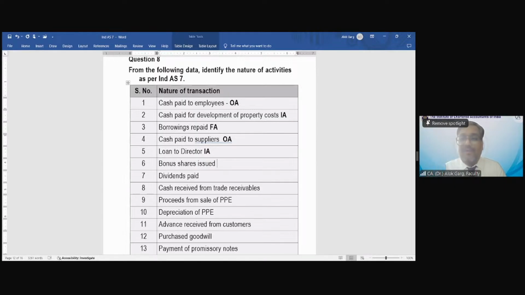Advance given to employee is an operating activity. Loan given to employee is an investing activity. Yes. Bonus share issued.